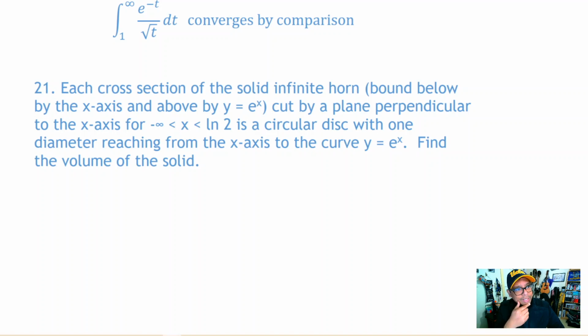So for 21, it says that each cross-section of a solid infinite horn bound by the x-axis and above by y equals e to the x, cut by a plane perpendicular to the x-axis for x between negative infinity and natural log of 2, is a circular disk with one diameter reaching from the x-axis to the curve y equals e to the x. Find the volume of the solid.